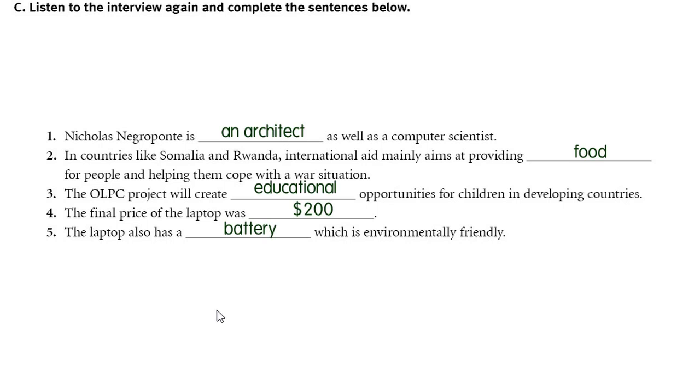C. Listen to the interview again and complete the sentences below. Answers. 1. Nicholas Negroponte is an architect as well as a computer scientist.